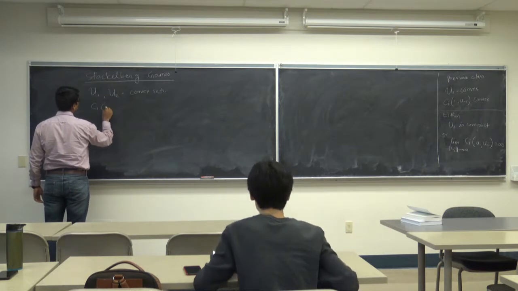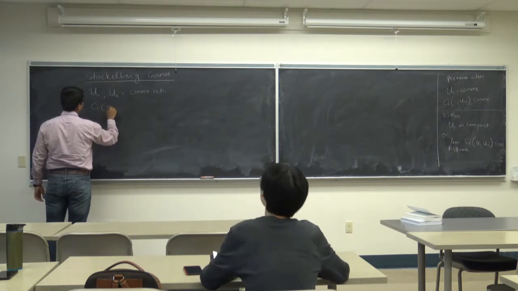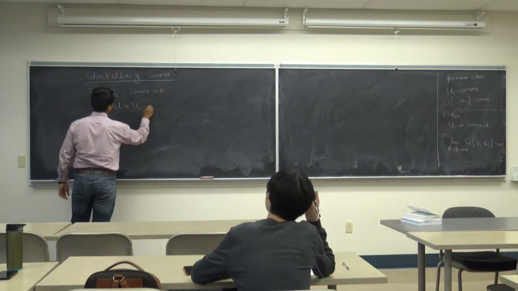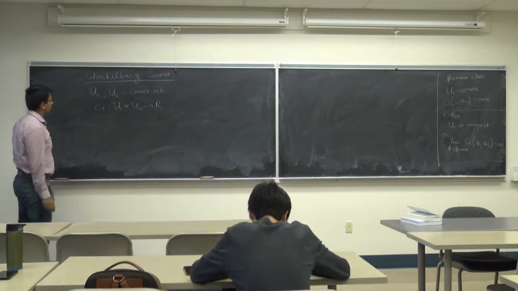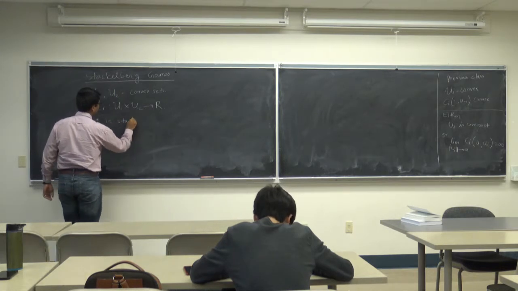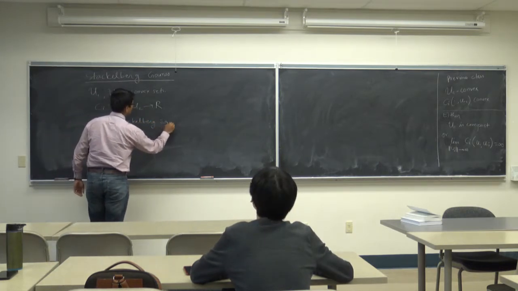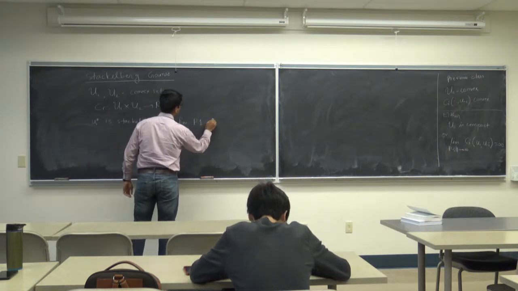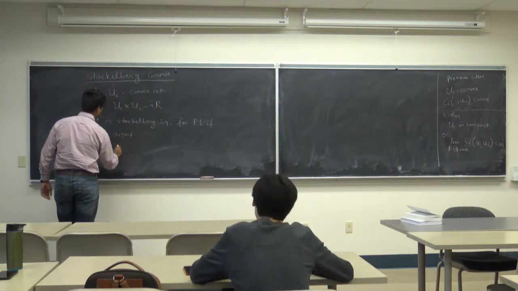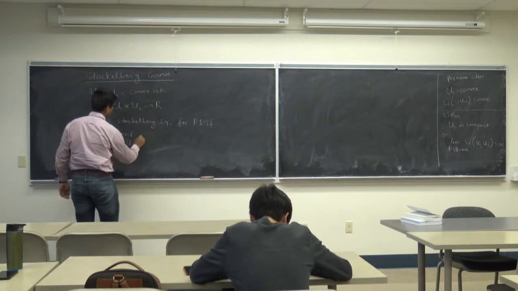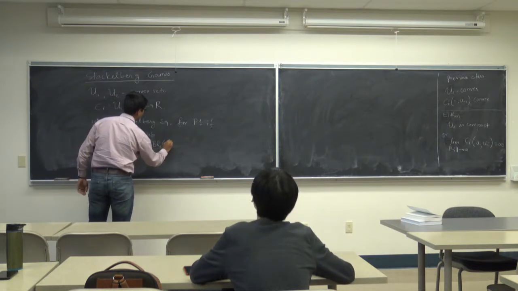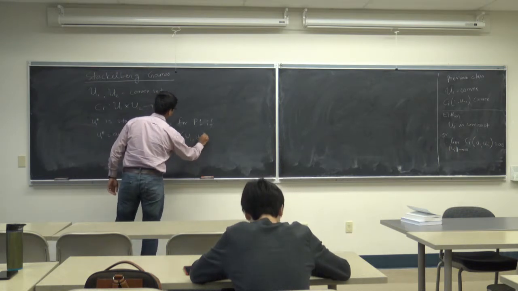Okay, so U1, U2 are convex sets. C_i is a function of U1 and U2, or C_i is a function from U1 cross U2 to R. Okay, and we say that U1 star is a Stackelberg equilibrium for player 1 if U1 star equals argmin over U1 in U1 of sup over U2 in the best response to U1 of C1(U1, U2).